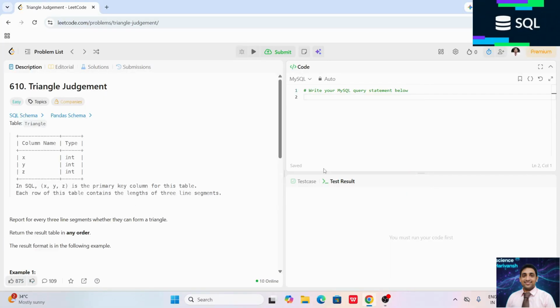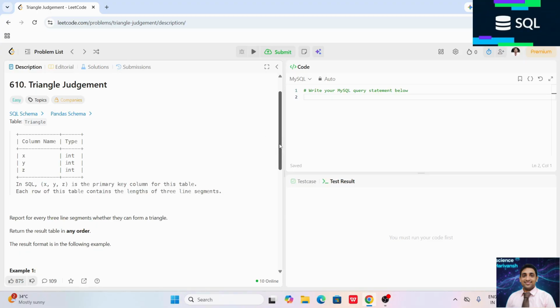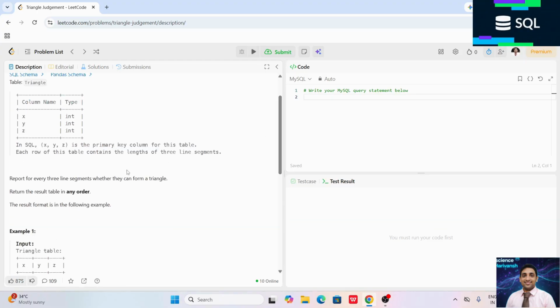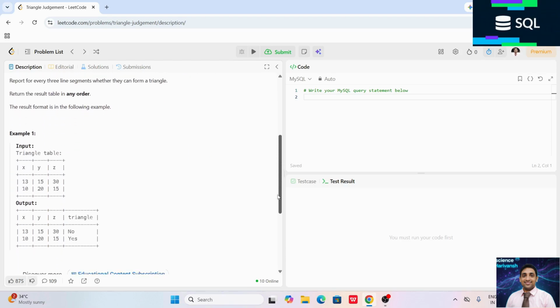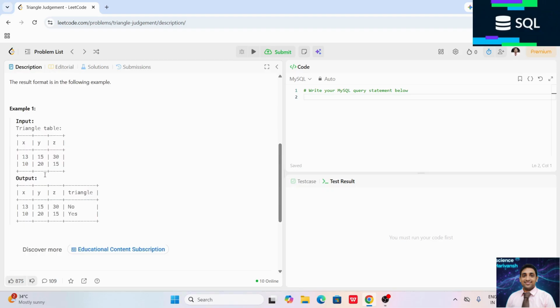Everyone, today we are going to solve the SQL coding question from the LeetCode triangle judgment. Here you can see there is a table named triangle which has columns x, y and z. The question asks us to report for every 3 line segments whether they can form a triangle. Return the result table in any order. The result format is in the following example. So this is the result format: input triangle table x, y, z; output x, y, z, triangle, yes or no.